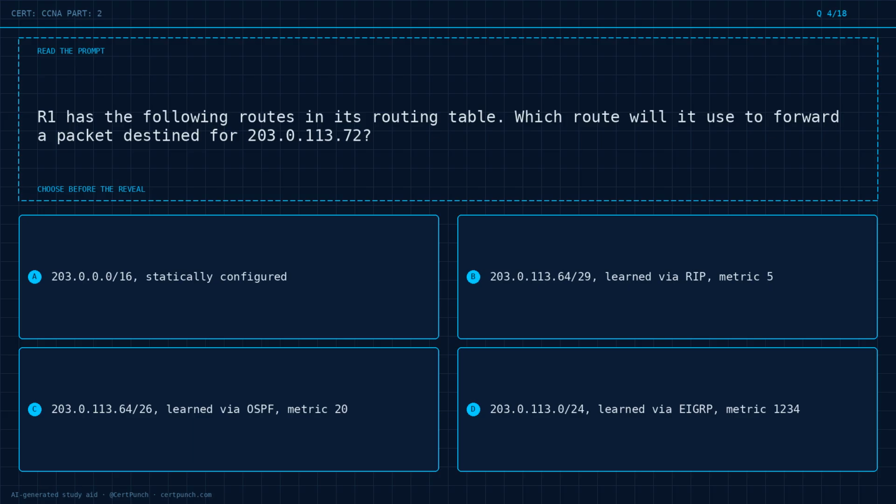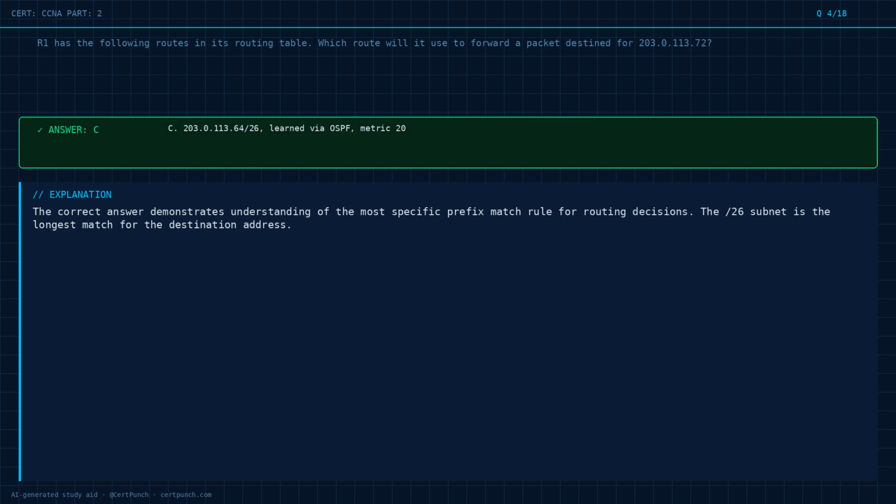Make the call before the reveal. Hold the line on it. The answer is option C. Behind the answer, the correct answer demonstrates understanding of the most specific prefix match rule for routing decisions. The /26 subnet is the longest match for the destination address.